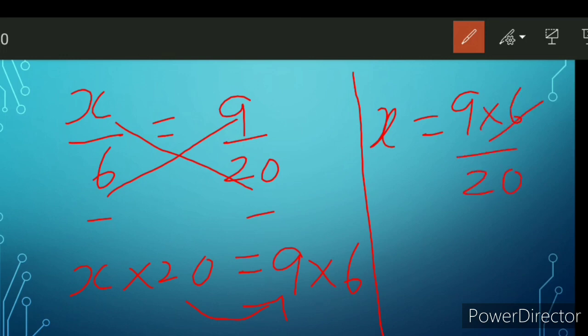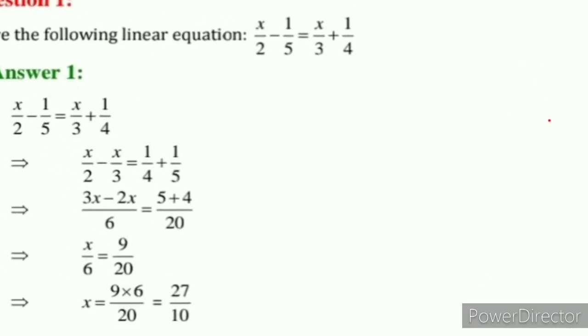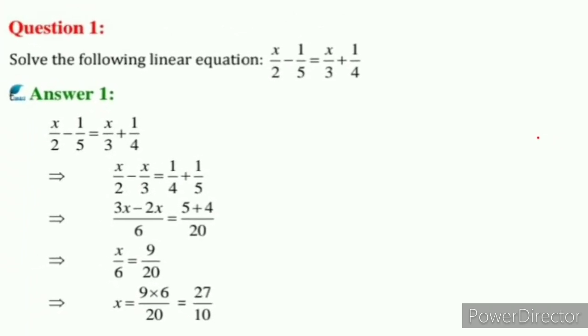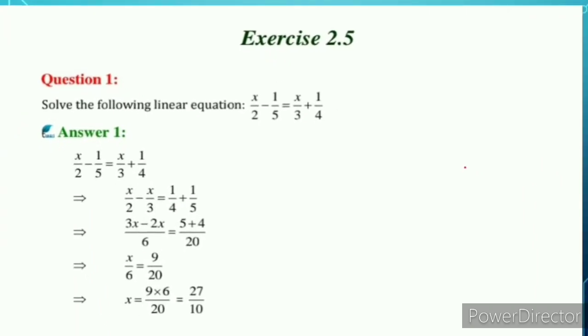These two can cancel by 2: 3 times, 10 times. That time remaining, x equal to remaining in the numerator 9 into 3, 27 by 10. Further we can't simplify this fraction, so this is the solution of the equation. x equal to 27 by 10. 27 by 10 is the solution of the equation. Copy down this. Yeah, we'll move to the next question.